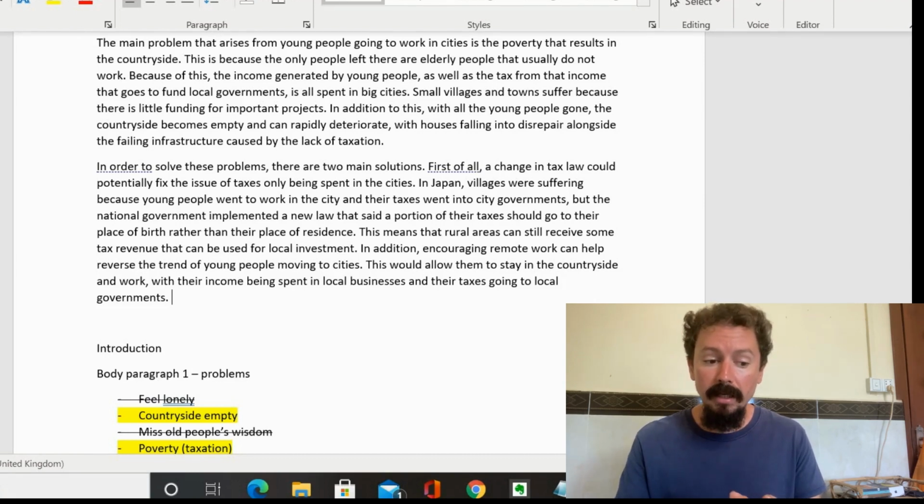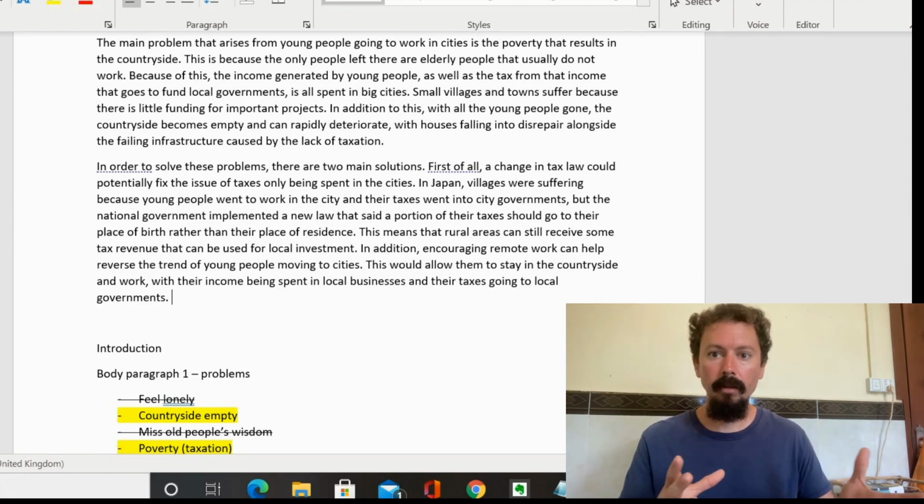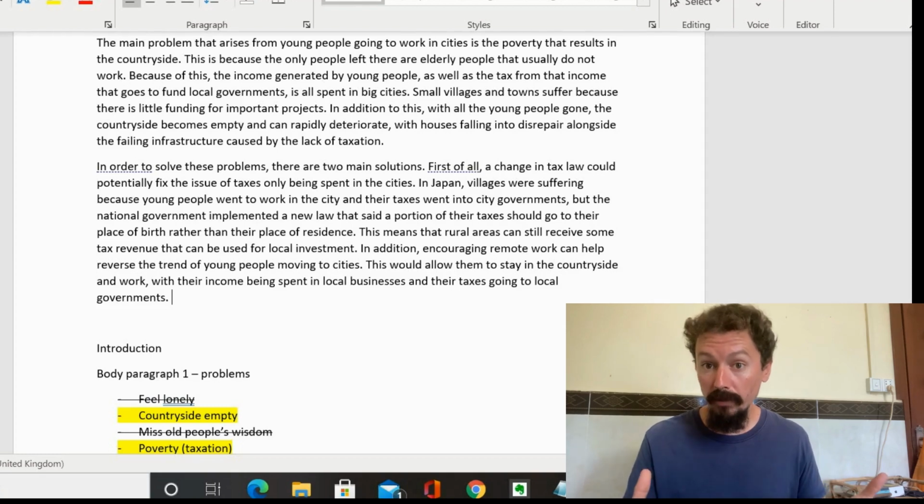Then I'm giving my second idea. In addition, encouraging remote work can help reverse the trend of young people moving to cities. This would allow them to stay in the countryside and work, with their income being spent in local businesses and their taxes going to local governments. So in this case, I'm just showing how by encouraging remote work, the problems of the poverty that exist in the villages and of the village being empty can be solved by people working from home in the countryside.